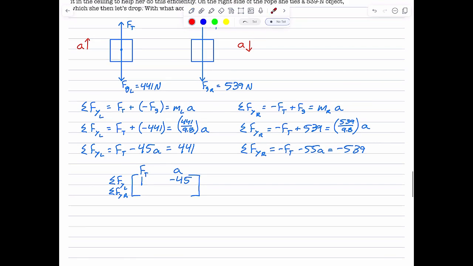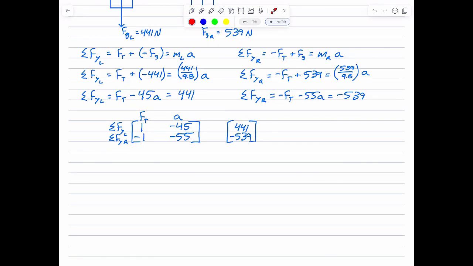And then same thing from the other side. Don't forget that that is negative F sub t, so that's going to be a negative 1 coefficient, and then negative 55 for that coefficient for acceleration. And then for my constants, because I've already rearranged the formulas, it makes it much easier. For my constants, it's going to be 441 for sum of F sub y sub L, so right here, and then negative 539 for the other one.